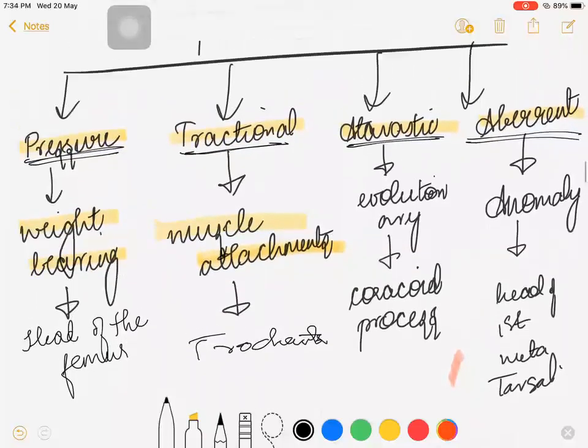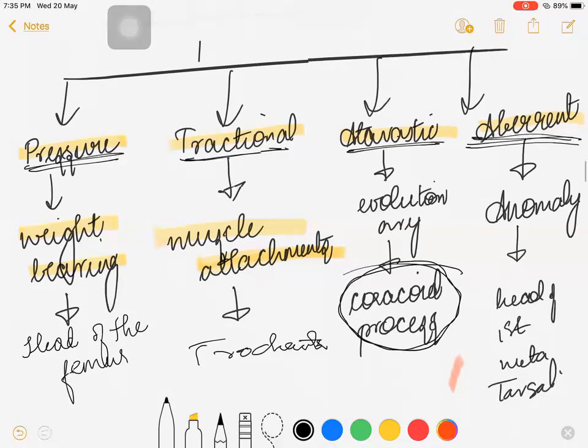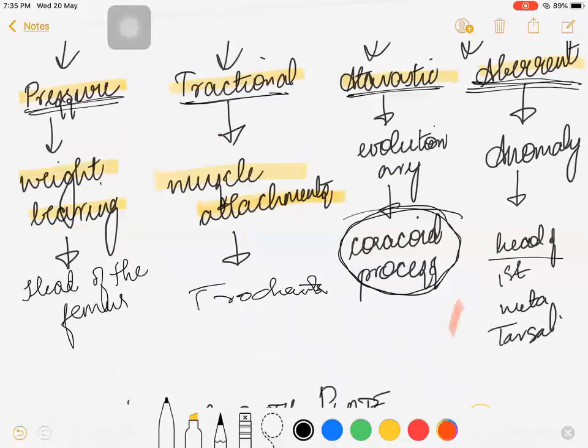Then you have atavistic epiphysis. Atavistic is an evolutionary epiphysis, which was previously important but doesn't serve any purpose right now. The classic example for that would be the coracoid process of the scapula, which was initially really important, but later it's fused to the body of the scapula. It's just accessory. Then you have the aberrant epiphysis, which is an anomaly. It might be present in a few people, won't be present in a few others. An example for this would be the head of the first metatarsal and the metacarpus.